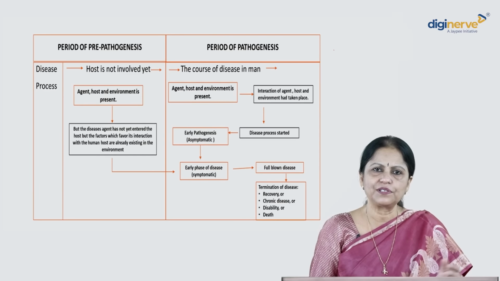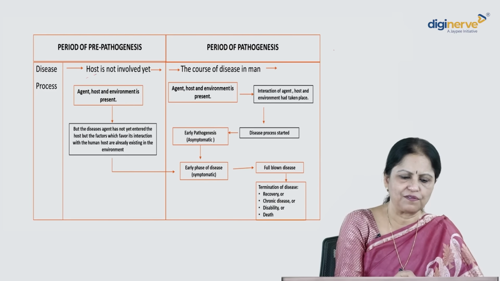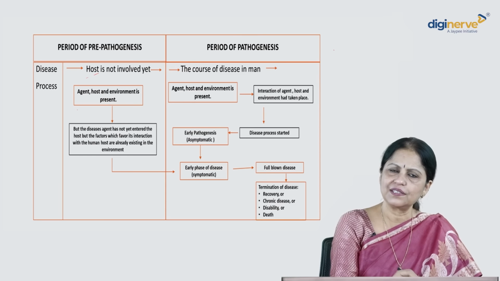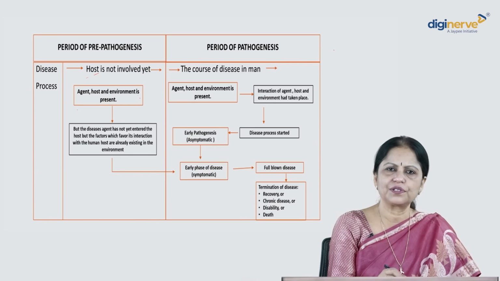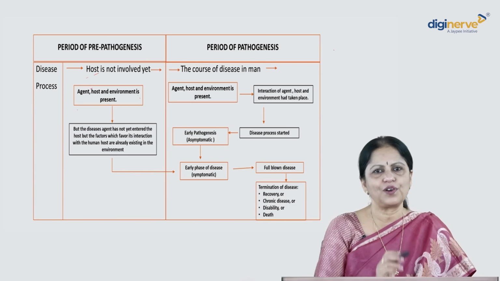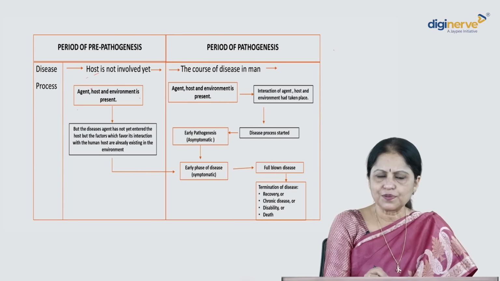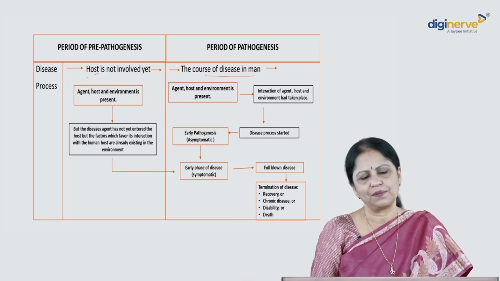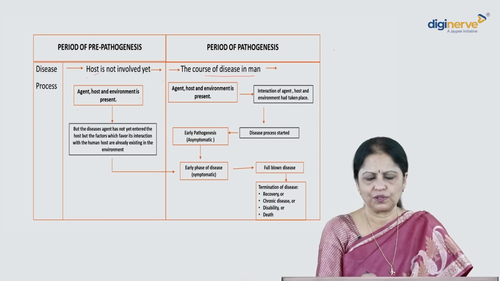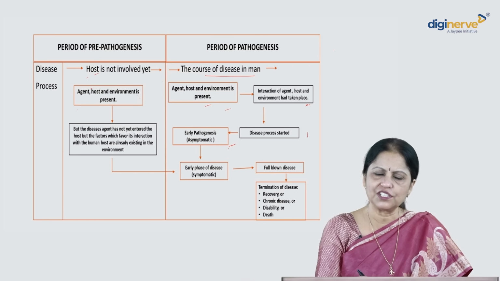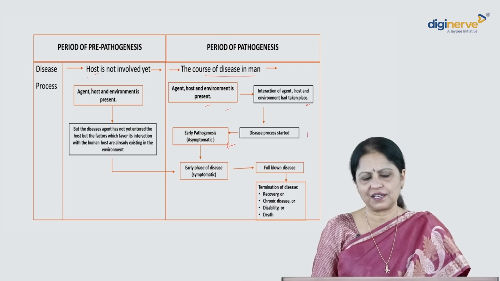In the pre-pathogenesis phase, the host has not yet been involved, and the agent in the environment is conducive, and the host is also there, susceptible, but it has not entered man. Next, when it enters the man, the course of disease in man starts. There is interaction between agent, host and environment, and the disease process starts, and then the early pathogenesis, that is initially the asymptomatic phase starts, and after that the symptomatic phase, and then the late pathogenesis or full-blown disease. And the final outcome can be recovery, disability or death.